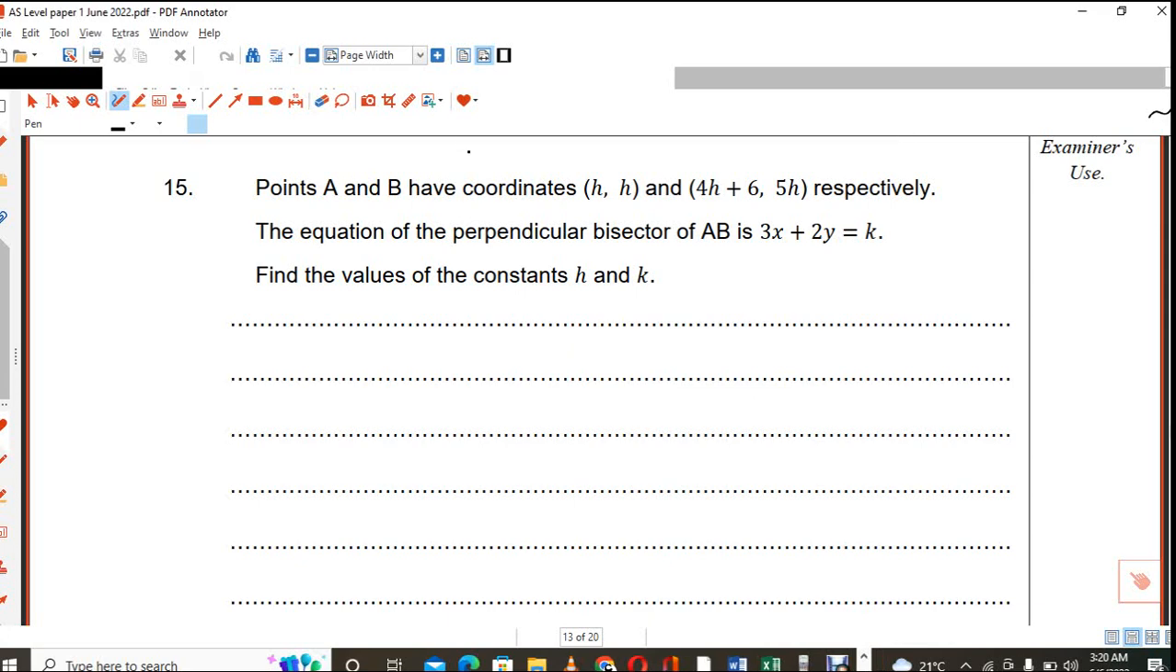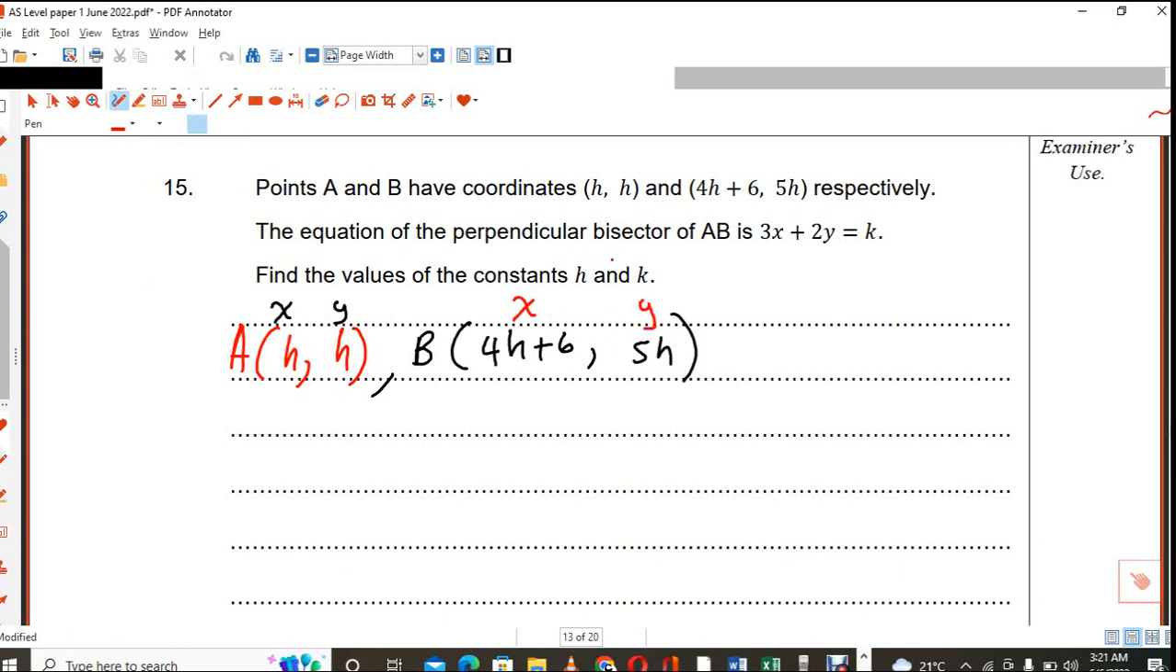So question 15 deals with coordinate geometry, and this question says point A and B have the coordinates. The coordinates of point A is h comma h. Just to know, that is the x and that is the y value. And the coordinates of B is 4h plus 6 and 5h respectively. So this would be your x and that would be your y.